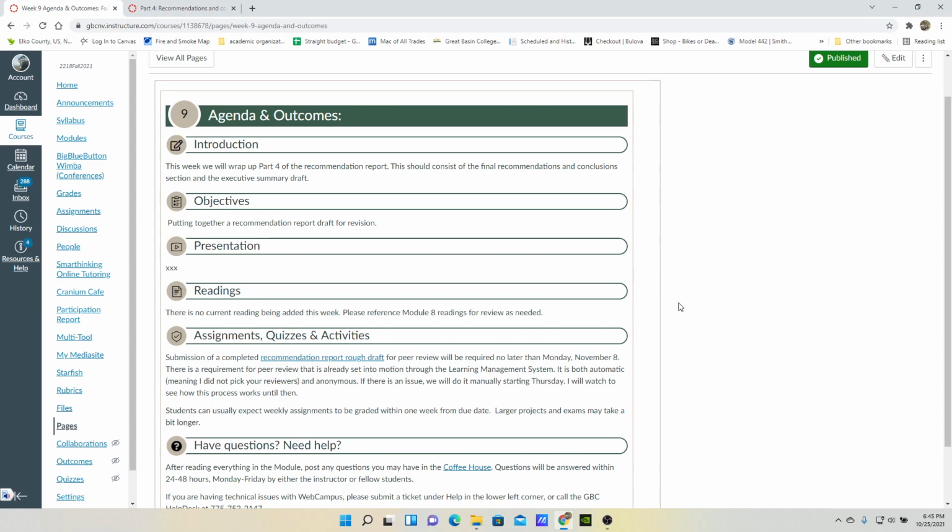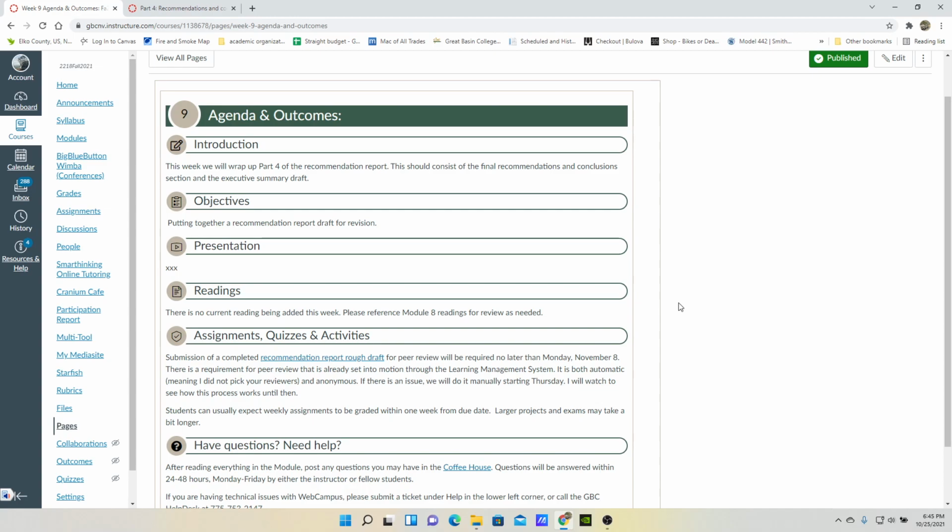This is Module Week 9, Agendas and Outcomes. It's a very quick week with a lot going on in it, so while it may seem like this lecture is short, that's to give you plenty of time to wrap up the assignment that we're going to discuss and then begin the peer review process.